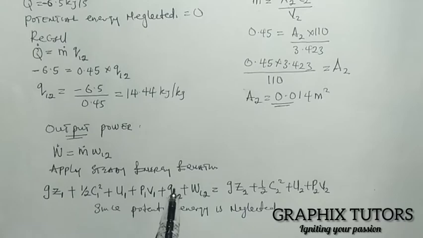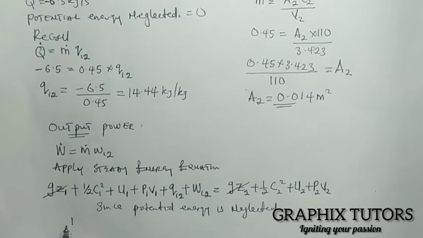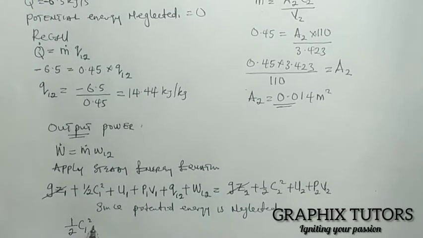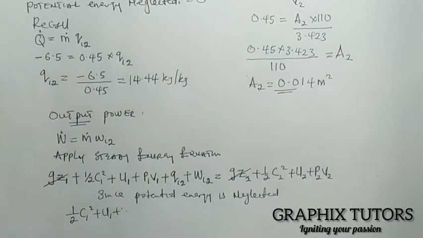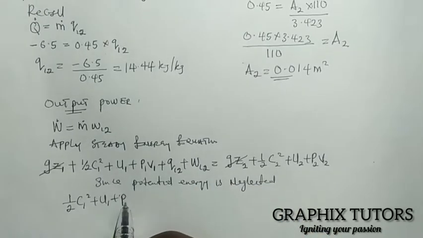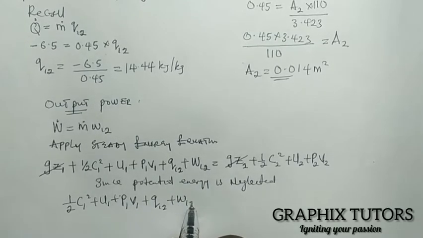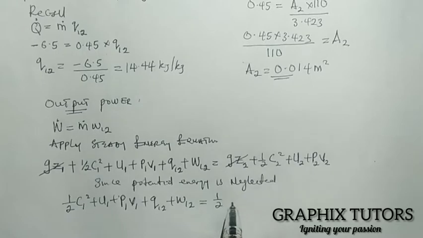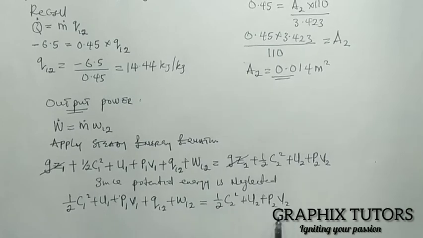So it means that I'm going to remove this and remove this, right? So I'll be left with 1 over 2 c1 square plus u1 plus p1 v1 plus q12 plus w12 equals 1 over 2 c2 square plus u2 plus p2 v2, right? So from here I want to collect like terms, so I want to make w12 the subject of the formula, so I move everything to this side.